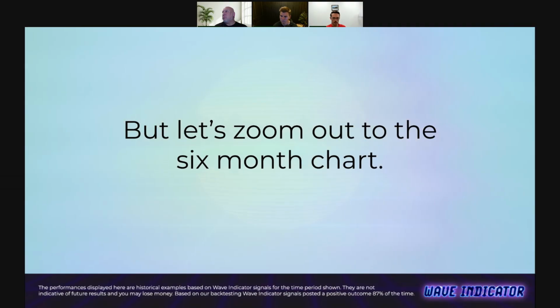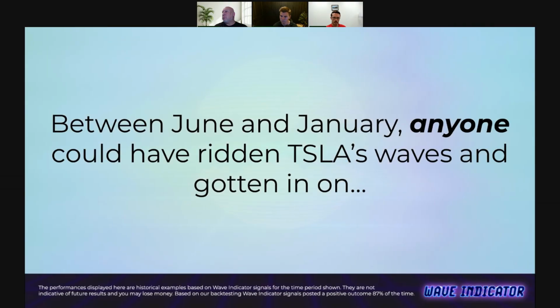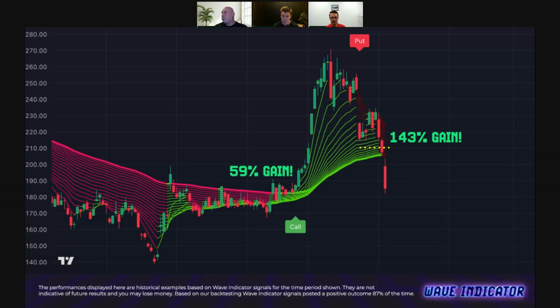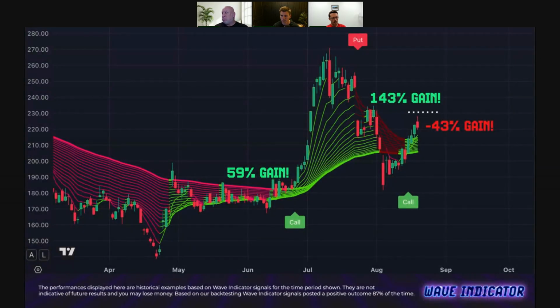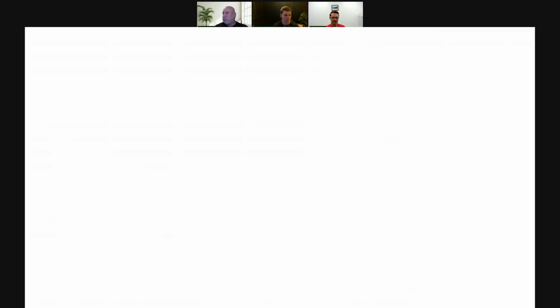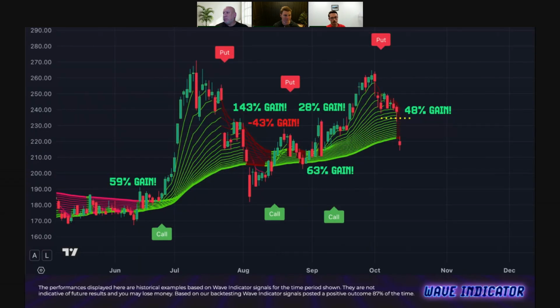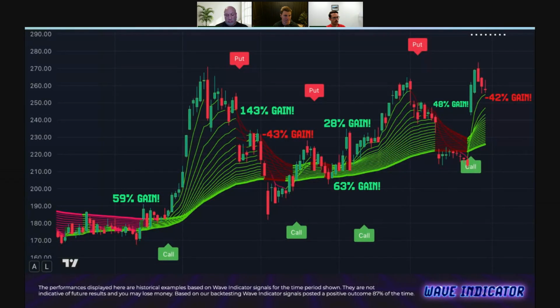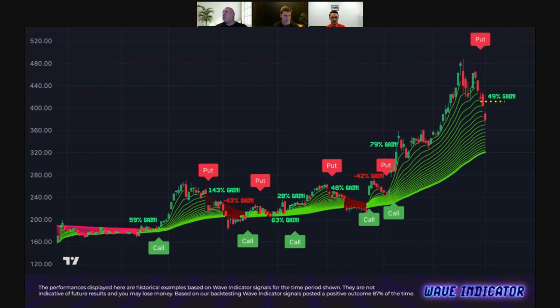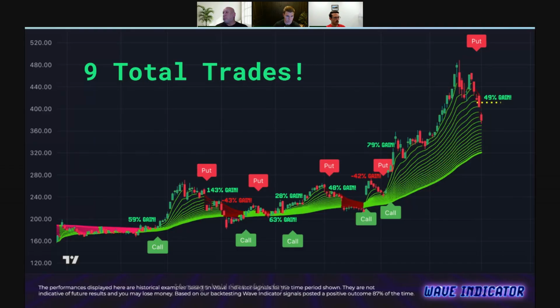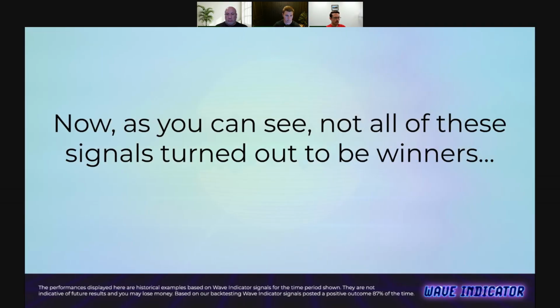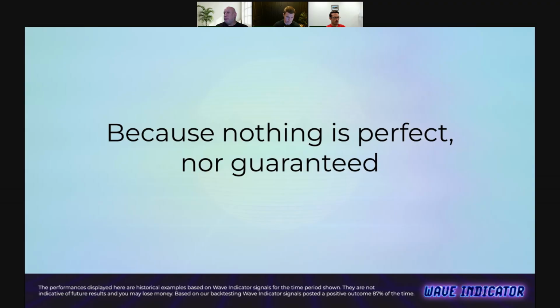But let's zoom out to the 6-month chart. Forget about 2 trades. Between June and January, anyone could have ridden Tesla's waves and gotten in on a 59% gain, 143% gain. I joke there's never any such thing as losses. There's just negative gains. But a 43% loss on this one. But you would have made that up with a 63% gain, 28% gain, another 48% gain, and then a 42% loss. But making that up with a 79% gain and closing out this little run with a 49% winner. So 9 total trades using the waves, right? Now, as you can see there, not all the signals turned out to be winners. Nothing's perfect or guaranteed.